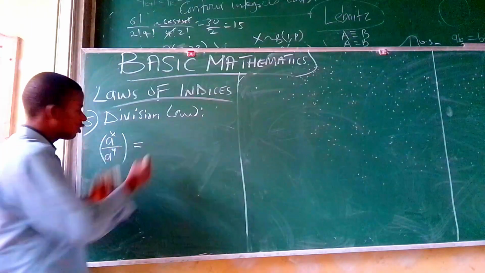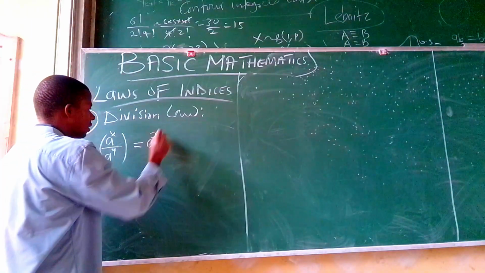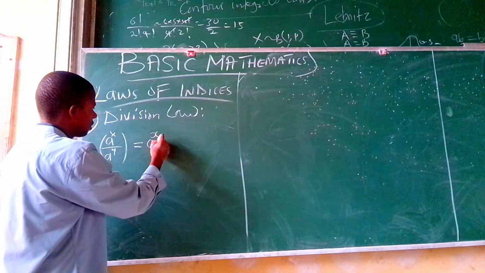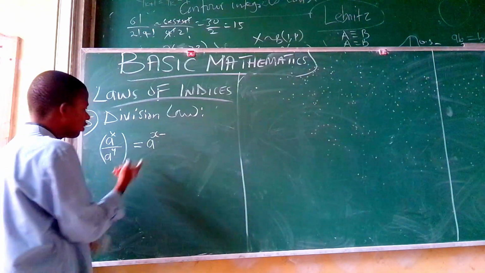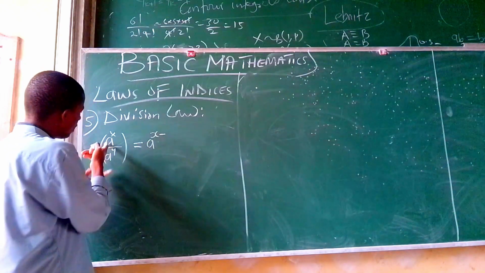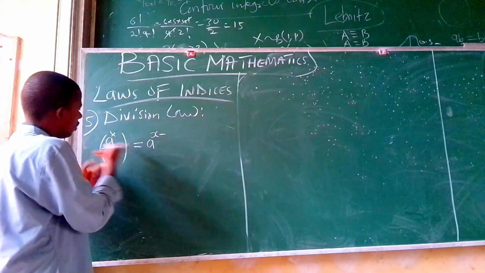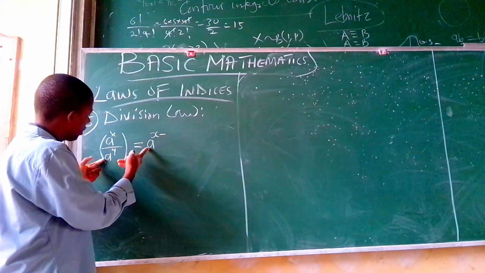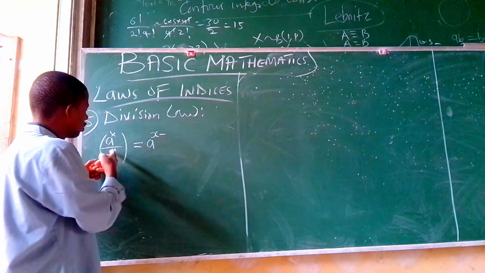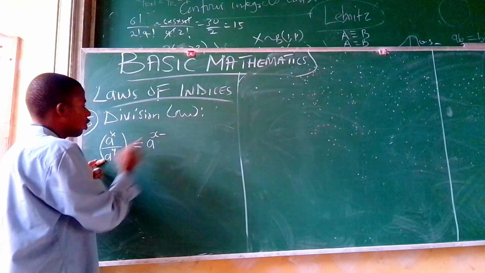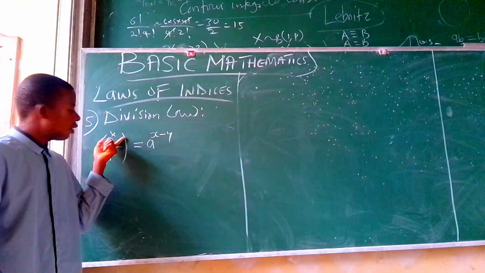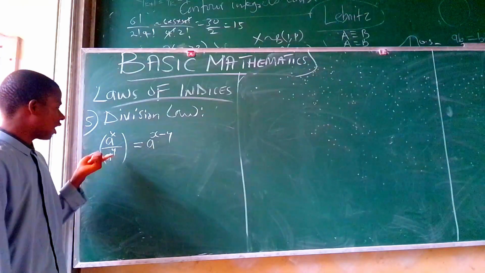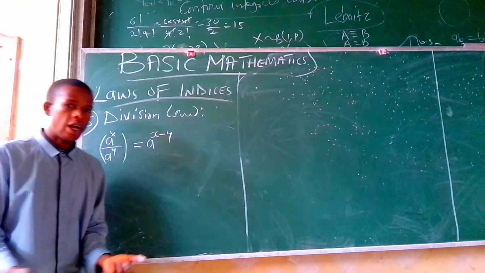The first one is a raised to the power of x. We're going to subtract from the power of the second one. We just take only one of the base, since they are in the same base. We take only one of the base, which is a, and then subtract their power, which is x minus y. We subtract the power of the down one from the first one. Don't make the mistake of subtracting the first one from the down one. If not, you get a wrong answer.